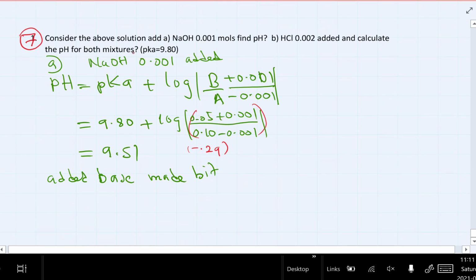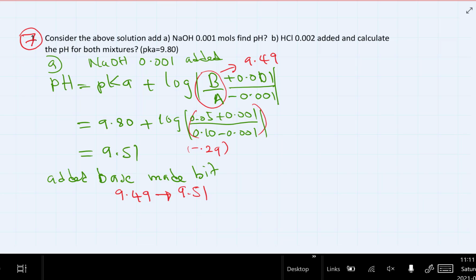Now you throw in some base, it should go towards the base side. That's exactly what happened. The original base point is 9.49. Now it became 9.51. Does it make sense?